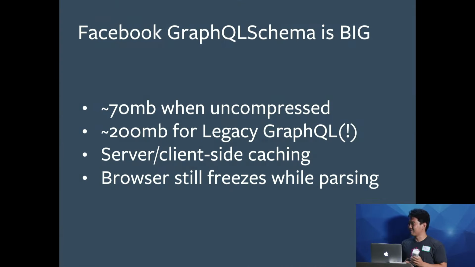But first of all, Facebook's GraphQL schema is huge. It is enormous. How large is it? It's 70 megabytes when uncompressed. Before we open sourced this syntax, we had another syntax, and for that syntax, the schema was 200 megabytes. This is pretty big, right? And since GraphQL is powered by a GraphQL type system, the introspection of it, we need this information, right?